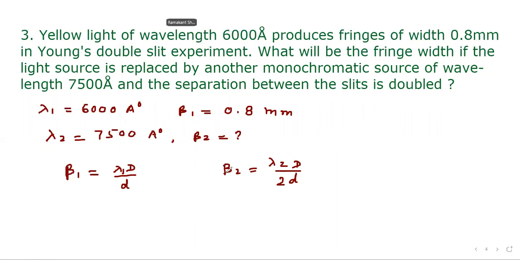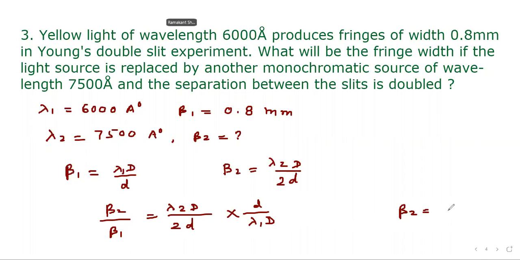Now by using this condition, you have to find out the value of beta 2, and that is very simple. If you write beta 2 upon beta 1, it will be lambda 2 D divided by 2d, times d divided by lambda 1 D. Simplify, then put the values, and the answer will be 0.5 millimeter. So beta 2 will be equal to 0.5 mm.